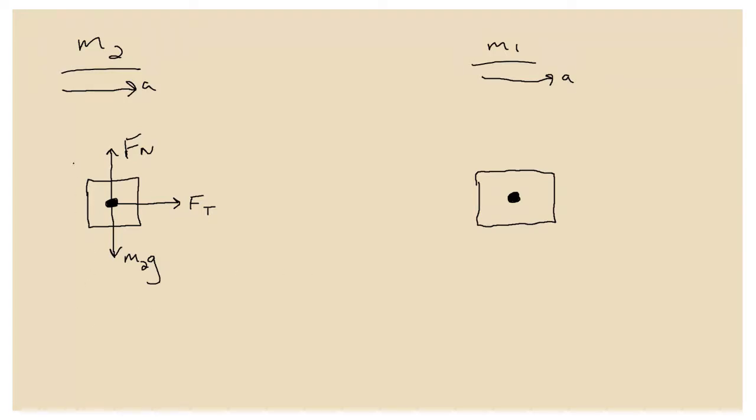Now, it should be clear to everybody that if this block, M2, has a force of tension acting on it to the right, then this block is going to have that same size force of tension because the tension is constant in the rope, but that's going to be acting to the left. That tension force in the rope is going to be pulling the block that's in front back a little bit. And that's basically just because M1 is responsible for pulling on M2 to make sure that M2 moves as well.